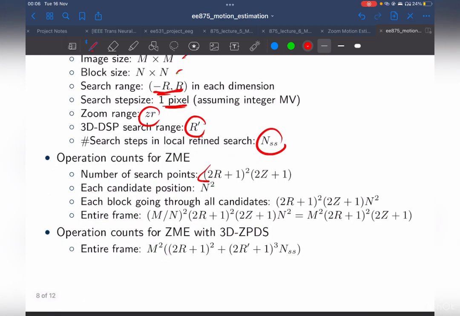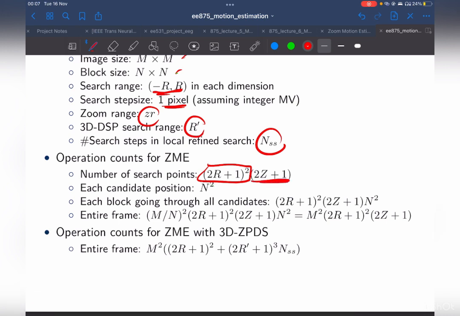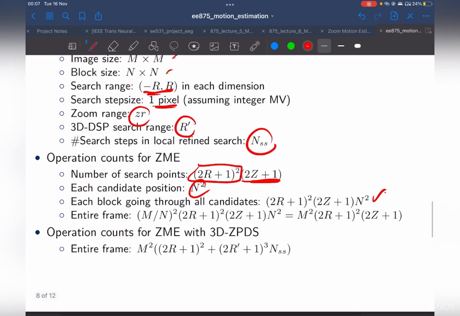which is greater than the number of search points in the EBMA by a factor of 2C plus 1, right? And for each candidate position, n square. Each block going through all candidates is this, and when searching the entire frame, the operation count is this, which is greater than that of EBMA by a factor of 2C plus 1.